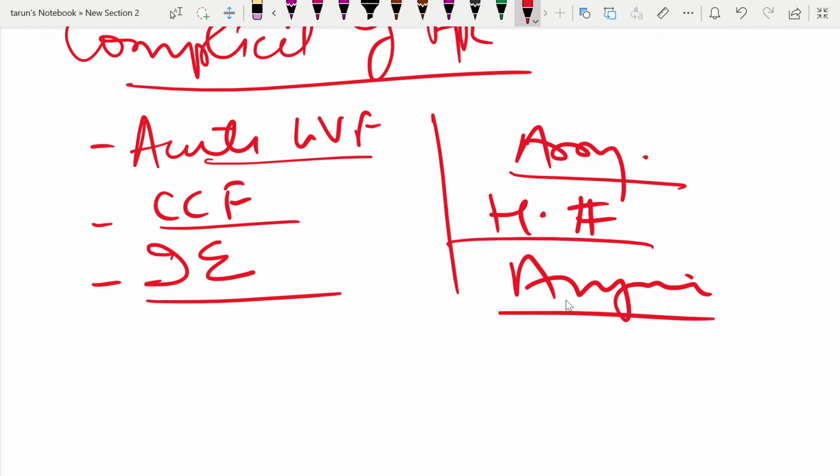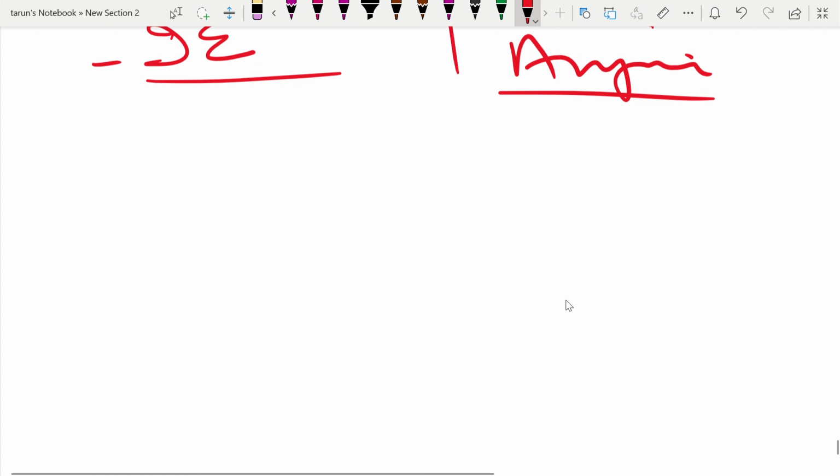Angina is due to the low diastolic blood pressure, compromising the coronary artery perfusion, and marked left ventricular hypertrophy. These are the two reasons for angina: one is low diastolic blood pressure and another is LVH.